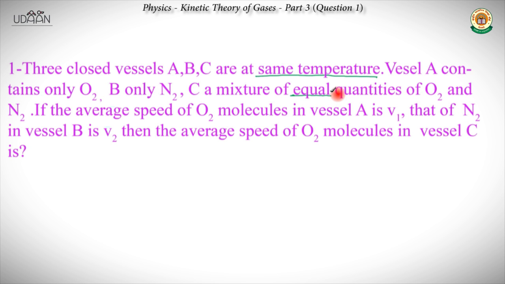If the average speed of oxygen molecules in vessel A is V1 and that of N2 in vessel B is V2, then the average speed of oxygen molecules in vessel C is what? Prasoon is going to help us with the problem now.